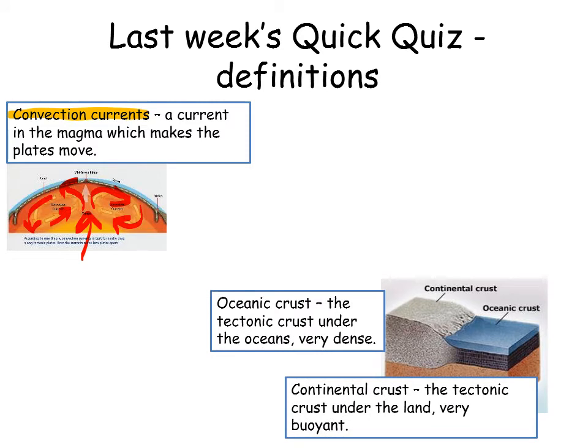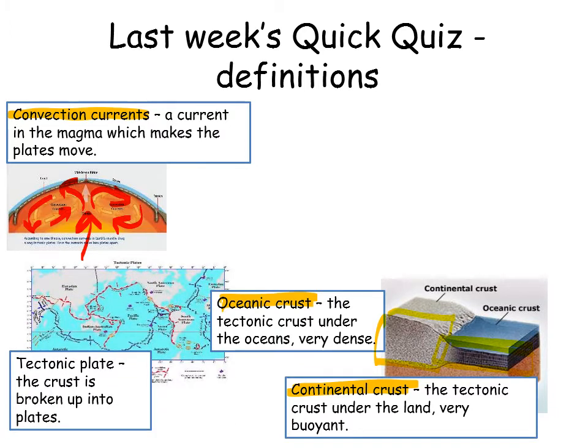Oceanic and continental crust. So remember, our oceanic crust is the tectonic crust which sits under the oceans. It's very, very dense and it's right underneath the oceans, all squashed down under the pressure and the weight of all that water above. And then the continental crust, which is this part here, is under land. It's very thick and buoyant, and it doesn't sink down underneath each other. It pushes upwards when we have our collision plate boundaries.